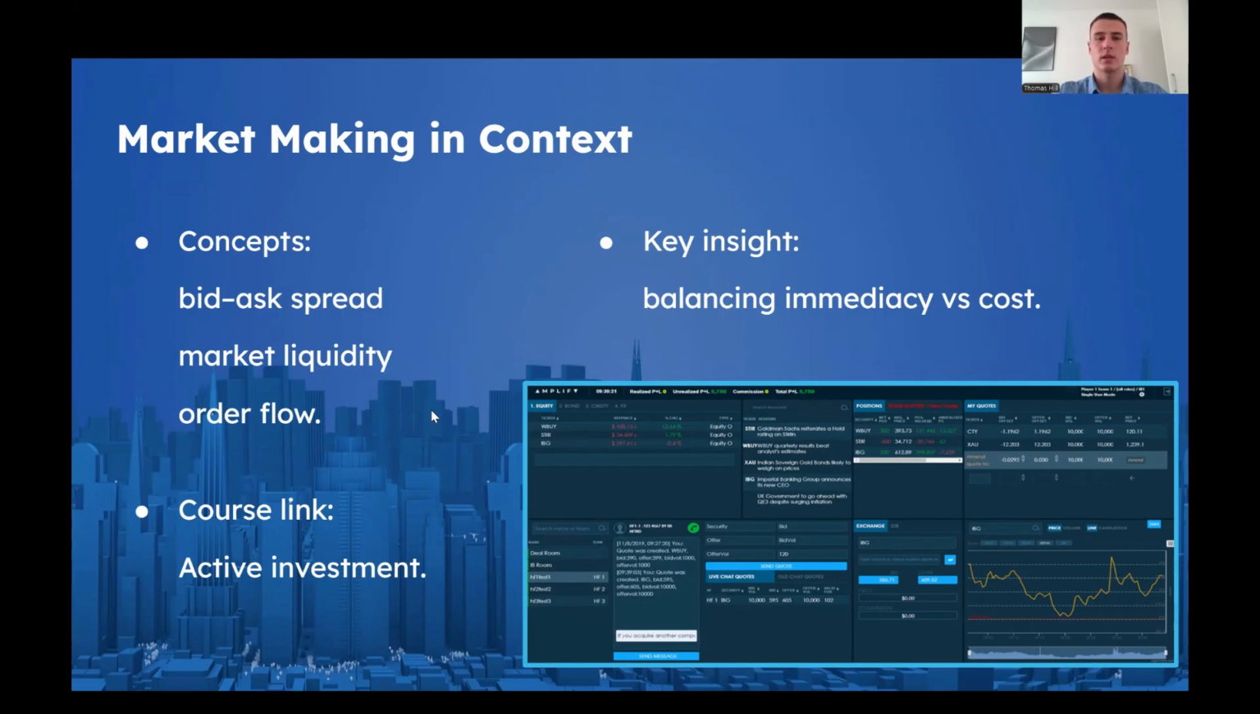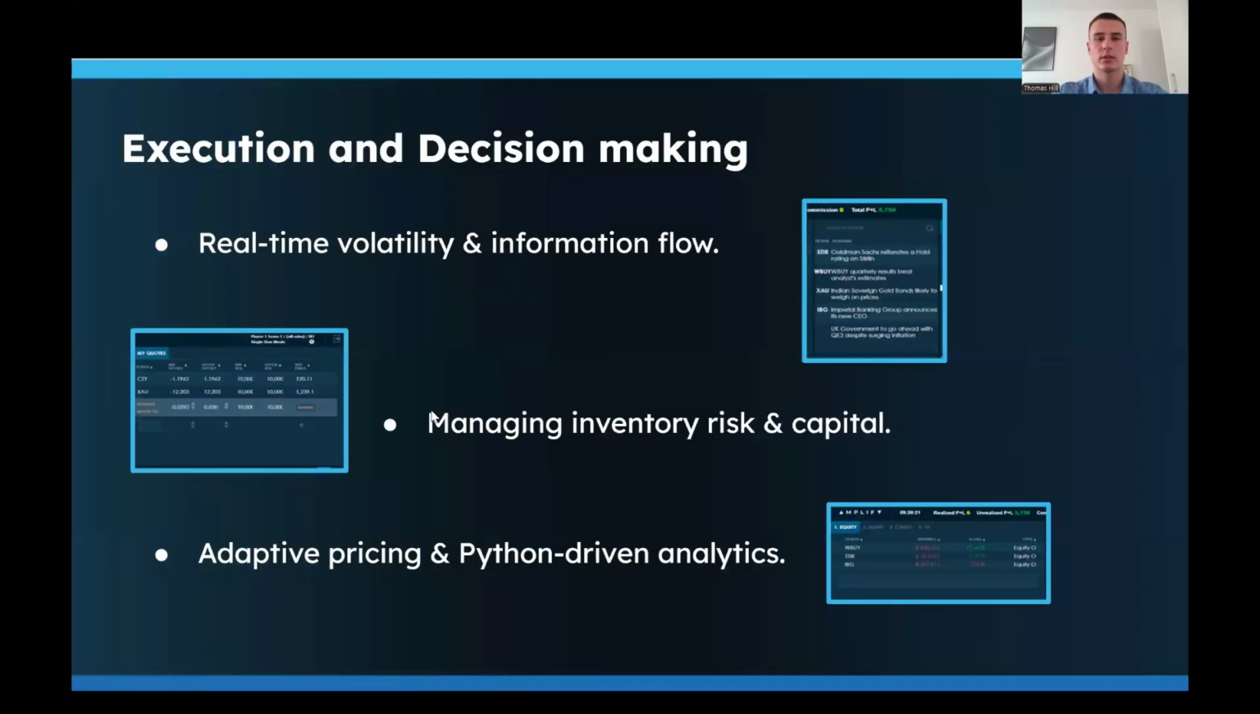The next stage of the simulation required active decision making under volatile conditions. During live trading sessions, participants faced real-time volatility and continuous information flow. Prices fluctuated rapidly, demanding split-second decisions about how to quote or adjust spreads. The student had to manage both cash and inventory positions to remain solvent while responding to shifting market trends.